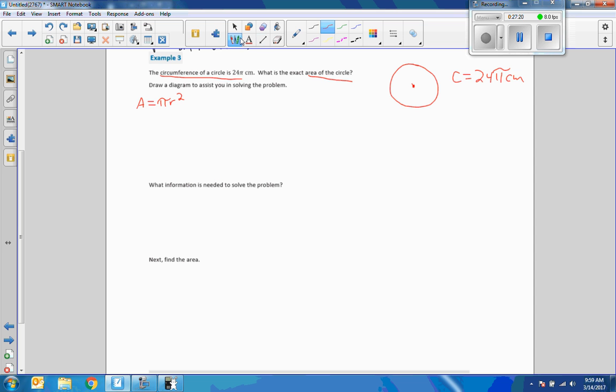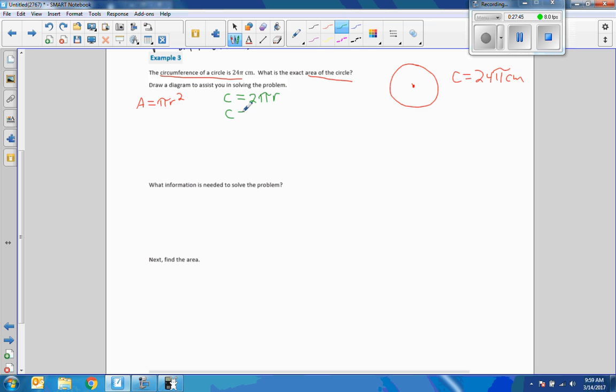Circumference of a circle is 2 pi r. So these two things in common have an r. I need to know the radius, so I'm going to find the radius using my circumference formula. Then I'm going to take that radius and plug it into my area, because the radius is all I don't know about my area.